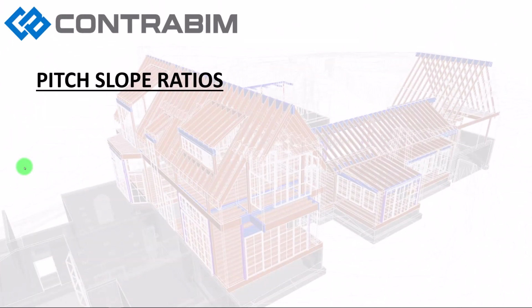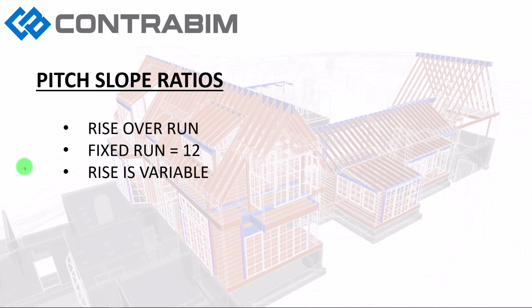Okay, moving on. We have our other version of this, which is our pitch slope ratios, where we have a rise over run with a fixed run. So oftentimes here in the US, we'll want to see things over a fixed run of 12. Because we work in feet and inches, often seeing inches over the standard 12 inches is going to be useful. And so that's what we'll do in this formula.